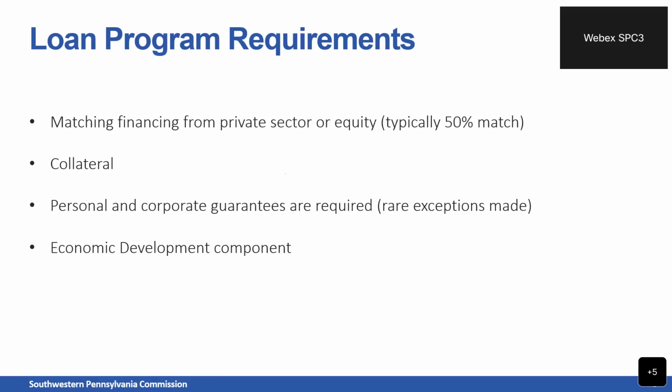The last requirement that we have is an economic development component, and it very simply states that every client that takes a loan with us must agree to either create or retain one job for every $75,000 borrowed, okay? And you must fulfill that requirement within the first 3 years following the disbursement of the loan proceeds. So it doesn't matter how long your loan term is, you have to meet that economic development component by the end of the first 3 years following the disbursement of the loan proceeds.